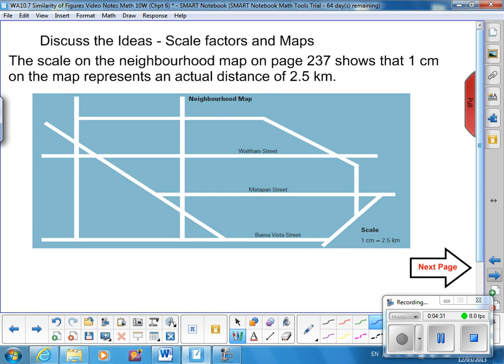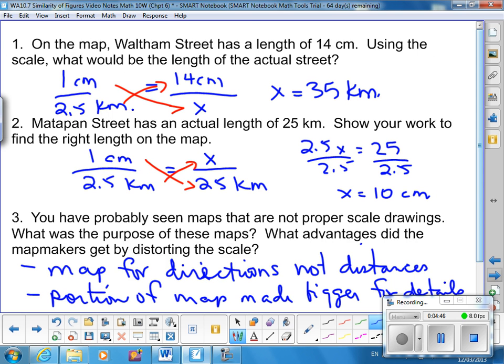We're going to take a look at a map and scale factors. This map has a scale of 1 centimeter equals 2.5 kilometers, and that's often shown in the bottom right corner of a map. So we're going to use that information to solve some problems. On the map, Wall Street has a length of 14 centimeters. Using the scale, what would be the length of the actual street?